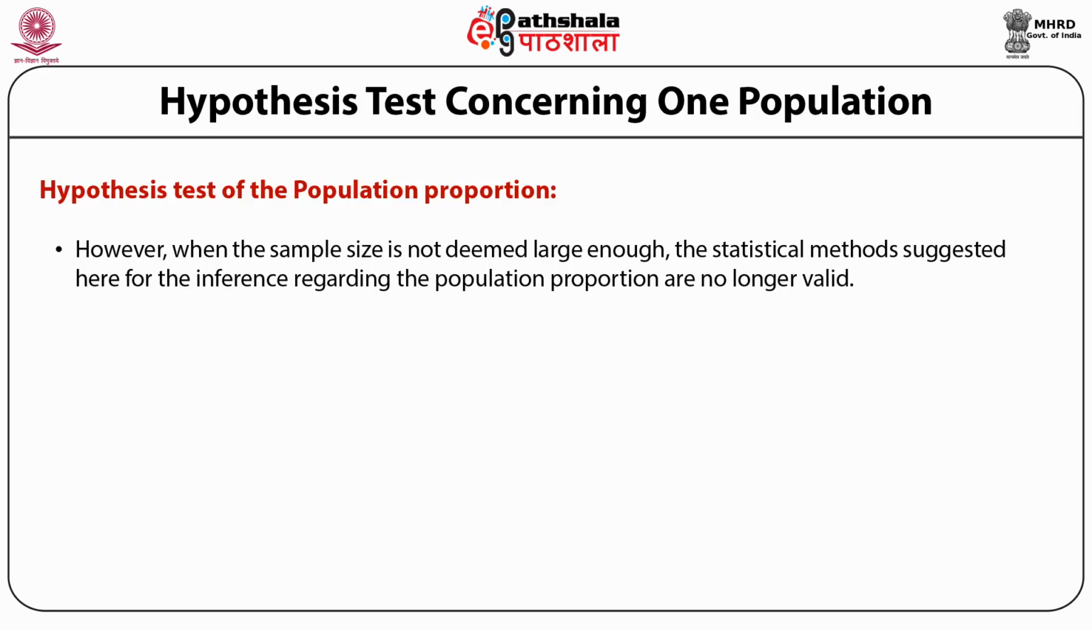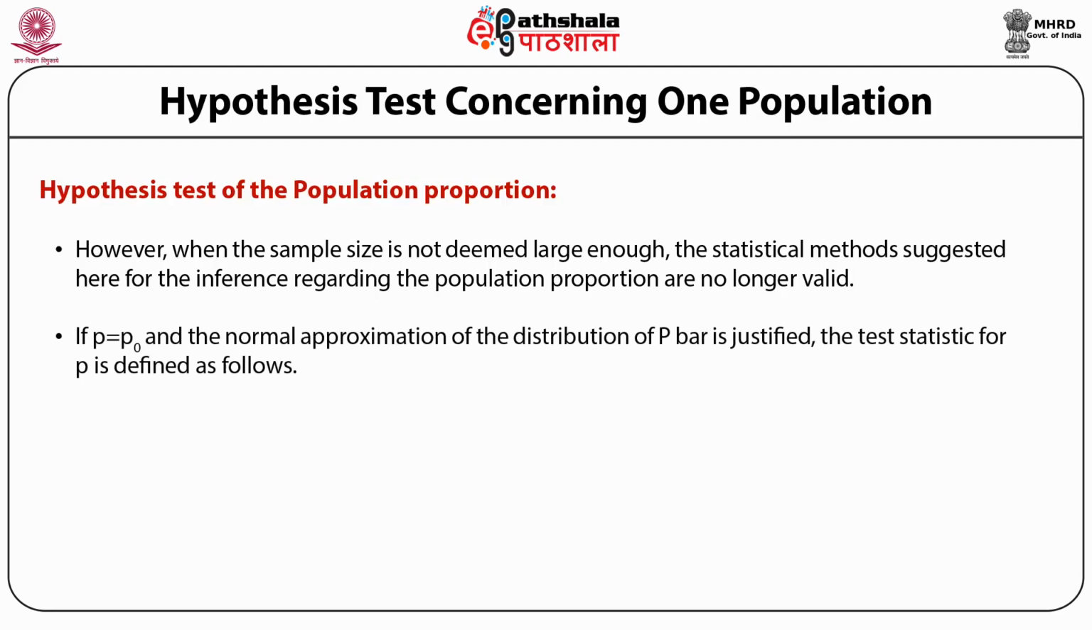We know that the mean and the standard deviation of the sample proportion p bar are given by: the expected value of p bar is equal to p, and the standard deviation of p bar is the square root of p times 1 minus p, divided by n, as the formula suggests. If p is equal to p0, then the normal approximation of the distribution of p bar is justified. The sample statistic for p is defined as follows.